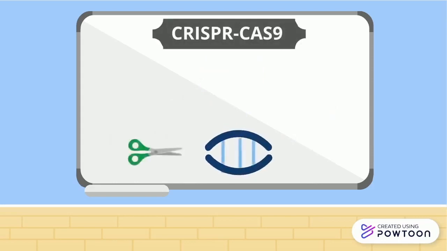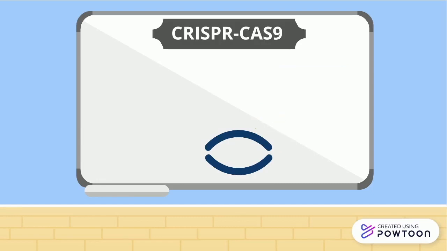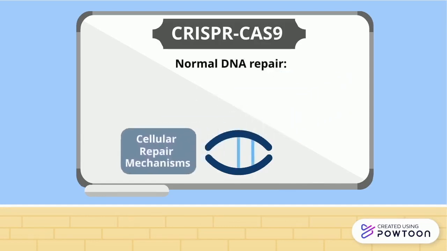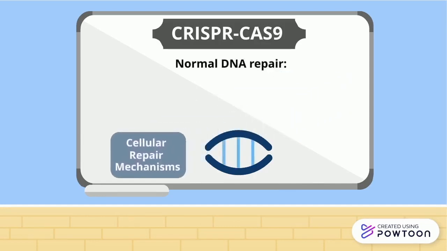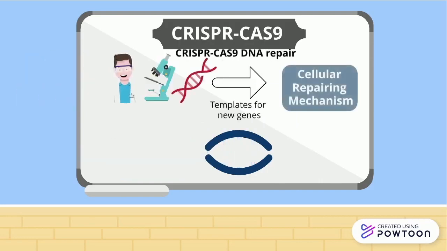CRISPR-Cas9 allows us to make cuts in the DNA at sites that contain genes that we want to eliminate. So the human body has natural cellular repair mechanisms to respond to any damage in the DNA. When the cell senses that these cuts have been made in the DNA, it uses this repair mechanism to correct it. Normally, the cell will simply repair the DNA by adding back the genes that have been removed. However, in CRISPR-Cas9, scientists will actually add templates for new genes. So the cell will instead repair the DNA by incorporating these new desired genes in it. And now we have altered the DNA.